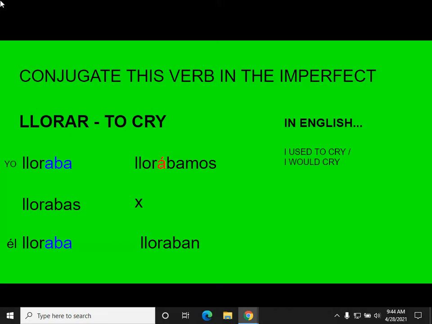So if I say tú llorabas, what would that one be? That's right. You used to cry or you would cry. Choose one of those and write it down. And the last one is él lloraba, and that would be he used to cry or he would cry. So if you've written used to on the first two, write would on the third one. Okay, so at least one of them needs to have the would.